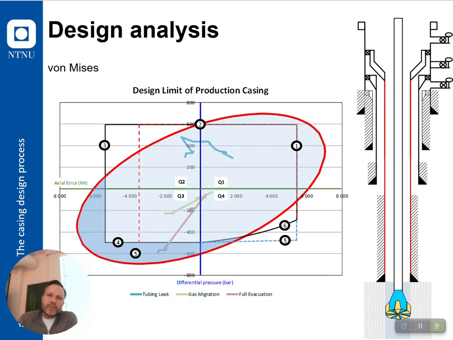Line number 3, pure compression. Pipes are supposed to fail in pure compression at that limit, or it would be couplings, for example. They fail here at pure compression, theoretically. Pure actual tension, couplings would fail here, or pipes for that matter. Seems like it's pipes here.